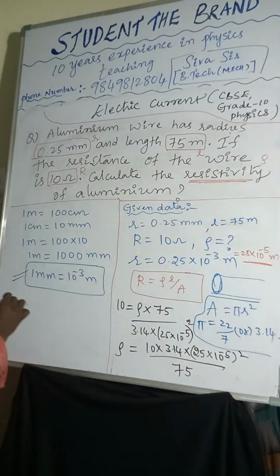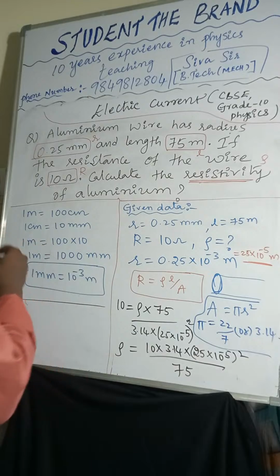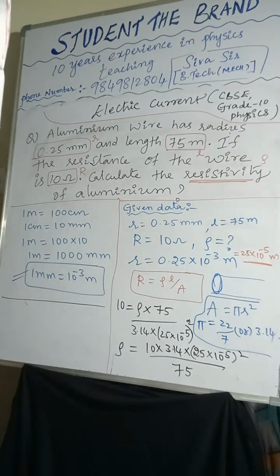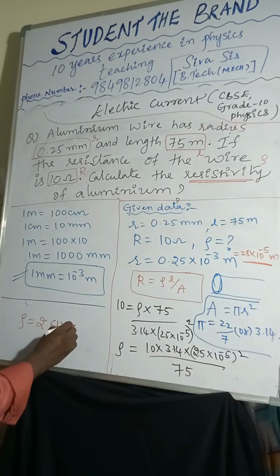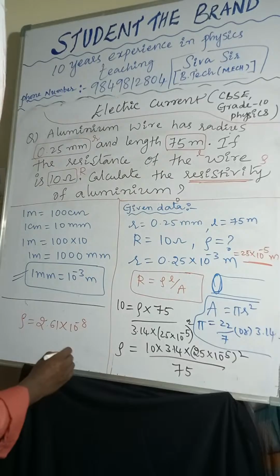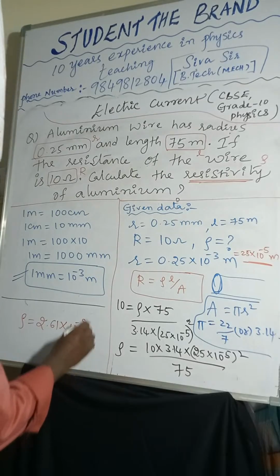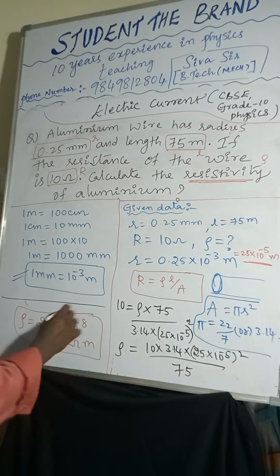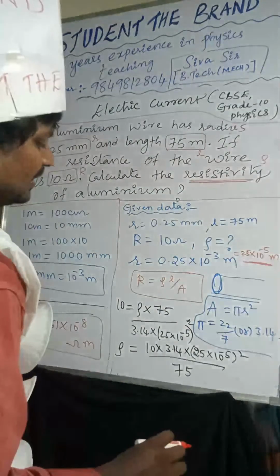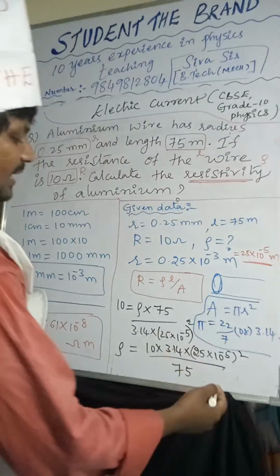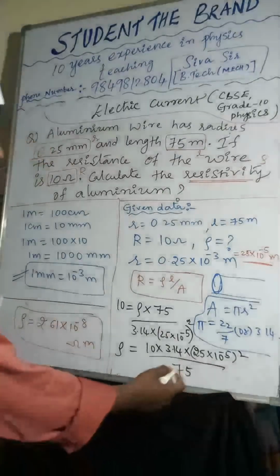For the calculation, try to use your own method. Don't use calculators. If you use a calculator at exam time, you will not get a 100% accurate answer. You make mistakes, so that is the reason. Try to use your own method to calculate. So 25 into 25, 625, 75.